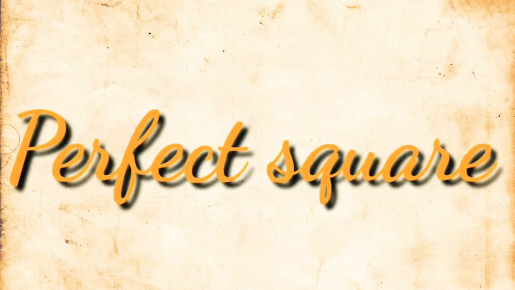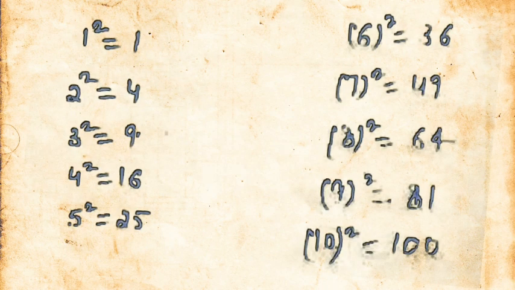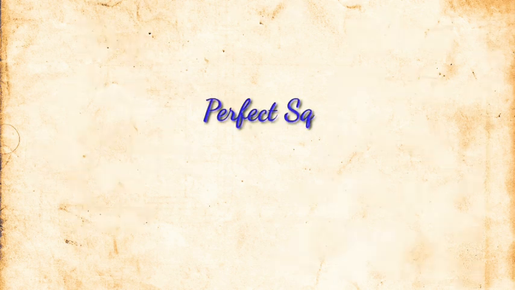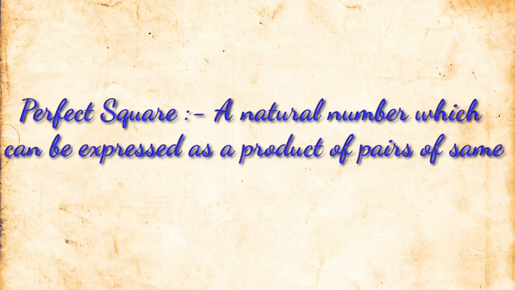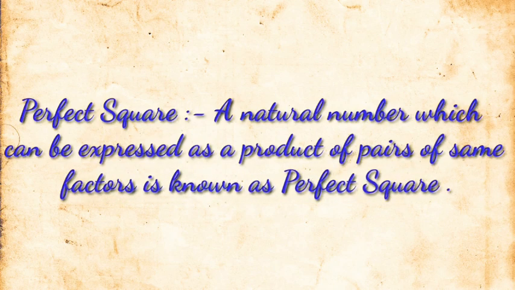So students, next property, that is perfect square. 1 square equals 1, which we have already revised, 2 square is 4, 3 square is 9, up to 10 square, which will be 100. So what is a perfect square? A natural number which can be expressed as the product of pairs of the same factors is known as a perfect square.